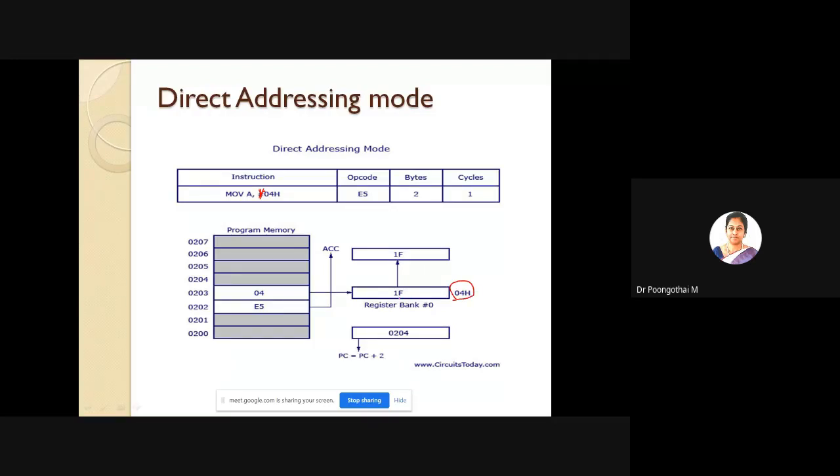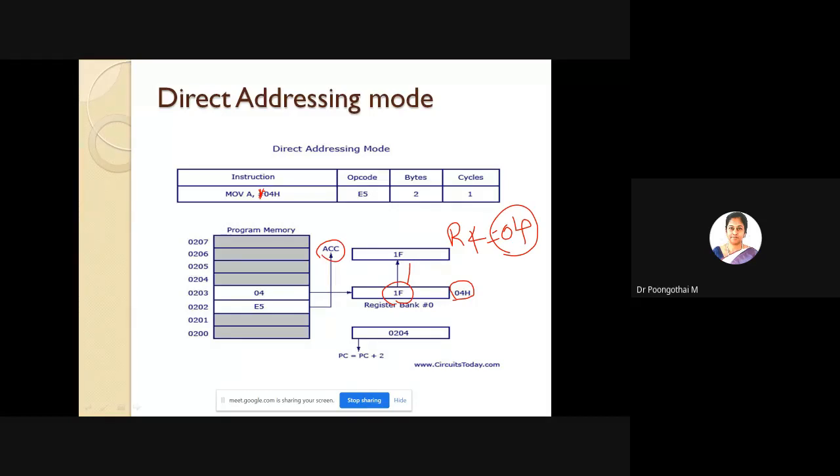Is it clear? Actually, your 04 is the internal RAM memory address. So this 04 is nothing but your register R4 in bank 0. R4 is equal to 04. So the internal address of R4 is 04. So this internal memory contains 8-bit data. So after execution, this 8-bit data was transferred to accumulator.